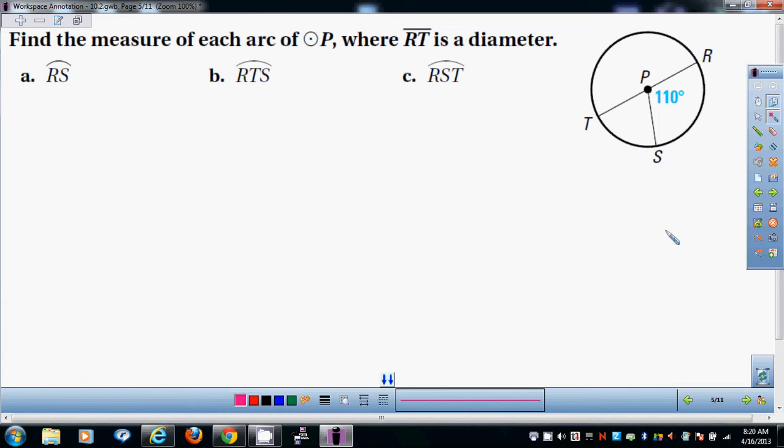Just RT would be 180, but not RTS. You have to end at S, but you just go through T.